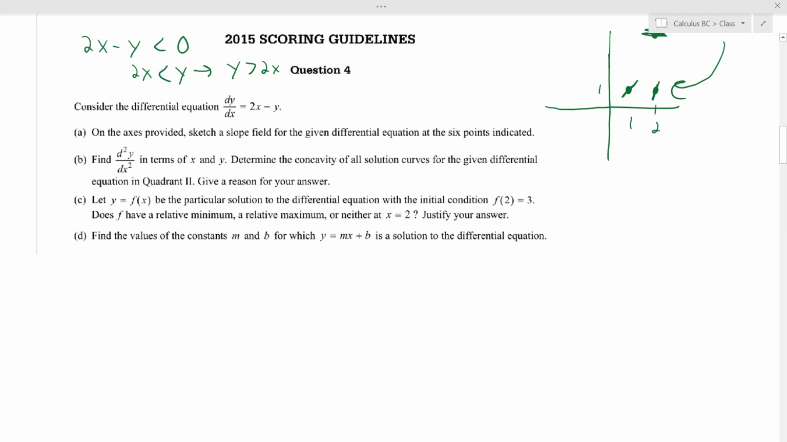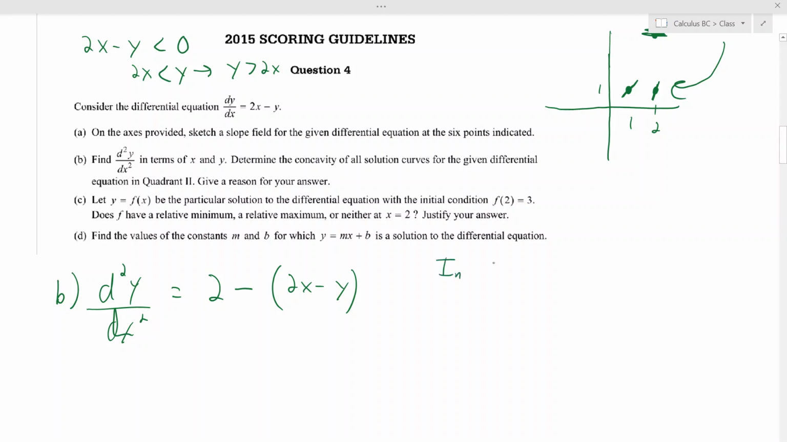They just say, hey, find the second derivative. So let's actually do the question. So the second derivative is 2 minus the derivative of y, which is dy dx, which is 2x minus y. And it says, determine the concavity of all solutions of the given differential equation in quadrant 2.